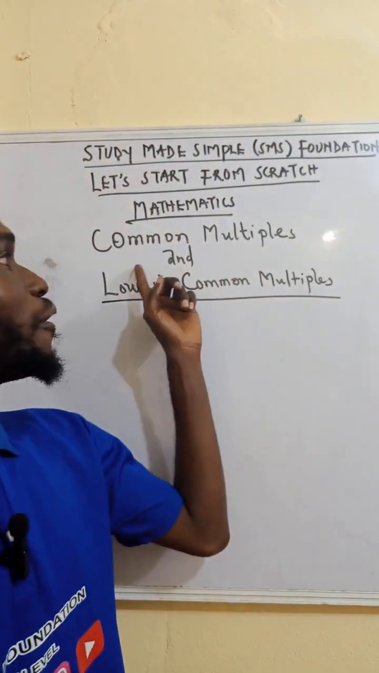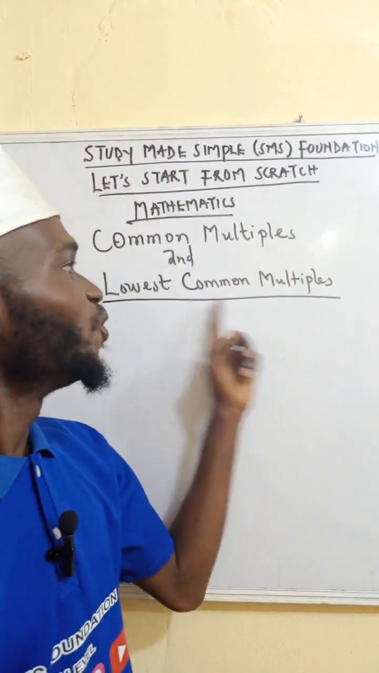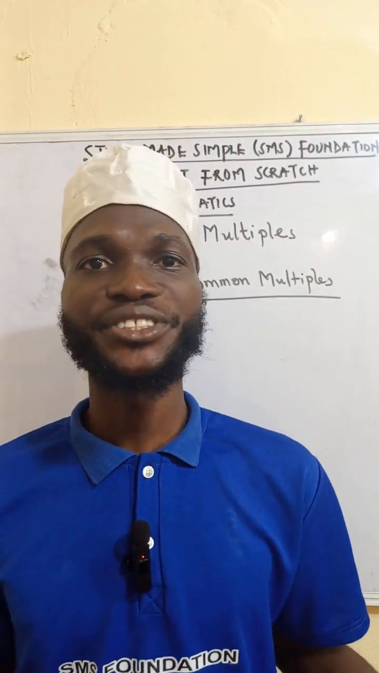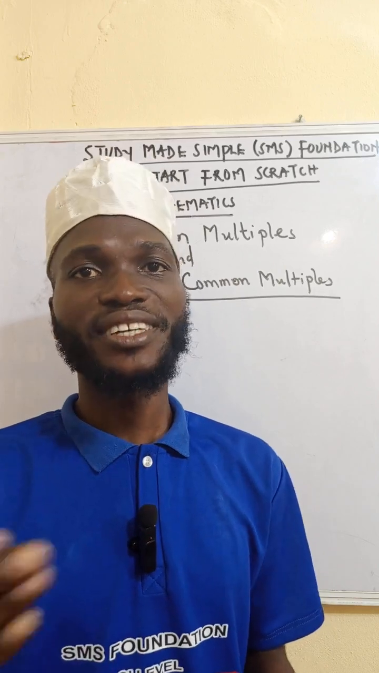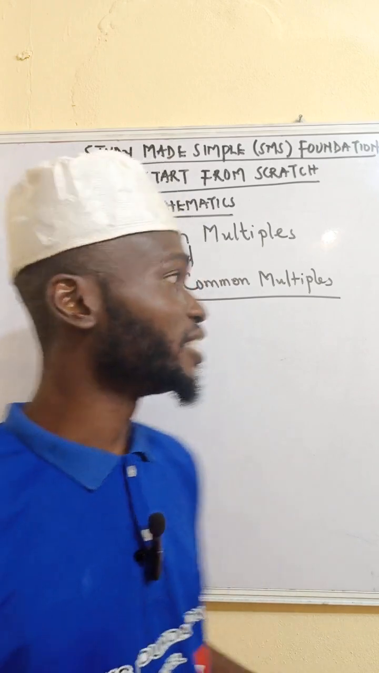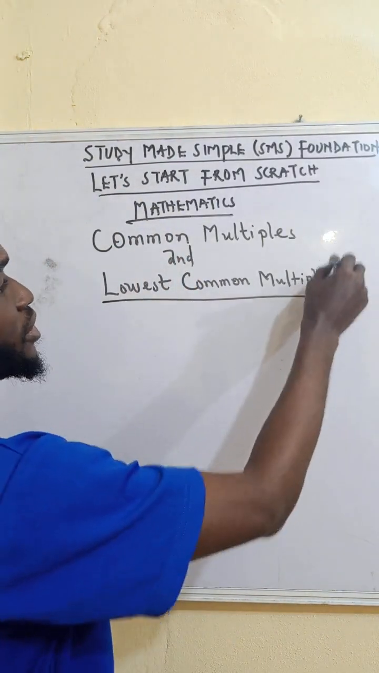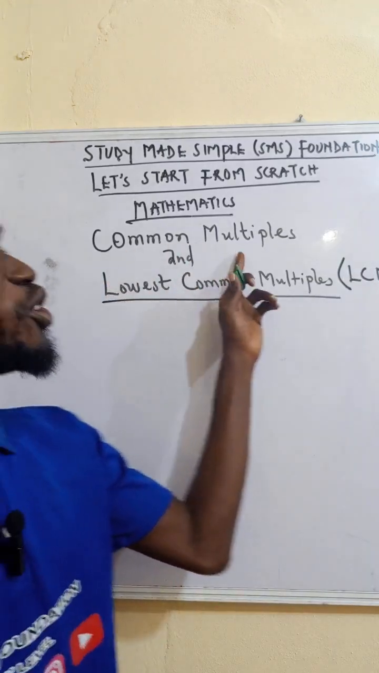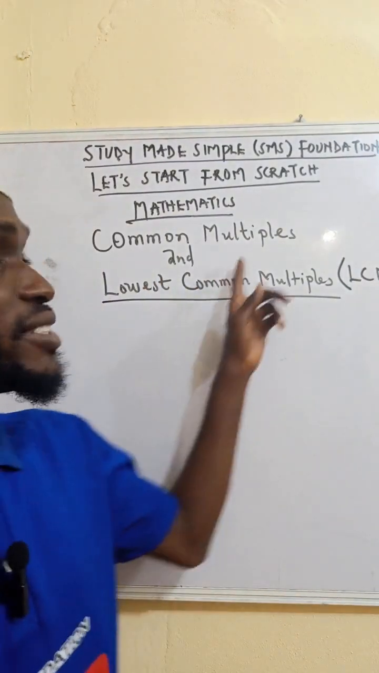Let's consider common multiples and lowest common multiples. These are familiar concepts, but I want you to understand them better. Every time we hear of LCM, lowest common multiple, it starts from common multiples. That's where it starts from.